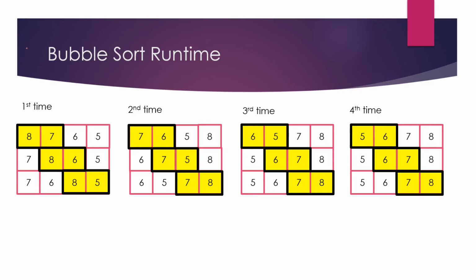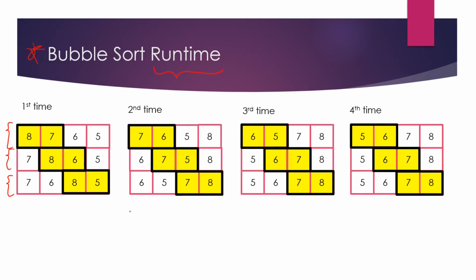So this is the summary of what we just did. And we also want to find the runtime of the bubble sort. As you can see, this is the summary of the 4 times that we ran the algorithm. And each time, the machine compares every consecutive pair in order to put each element into the right position. Same thing on the 2nd time, same thing for the 3rd time, same thing for the 4th time.